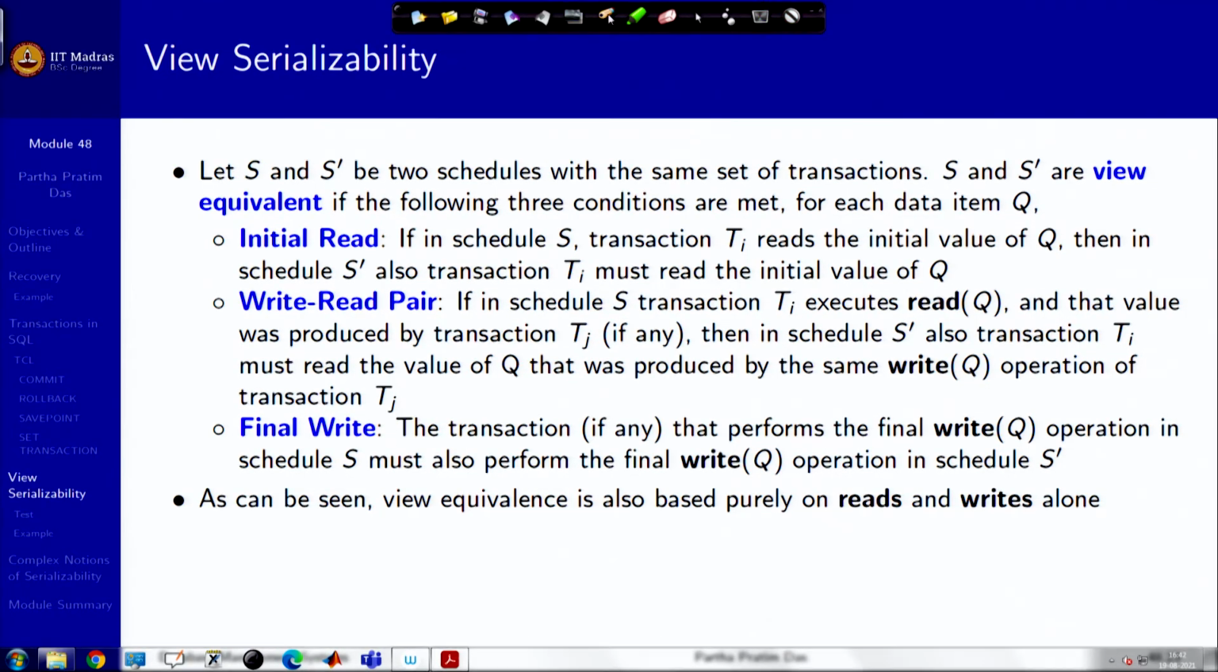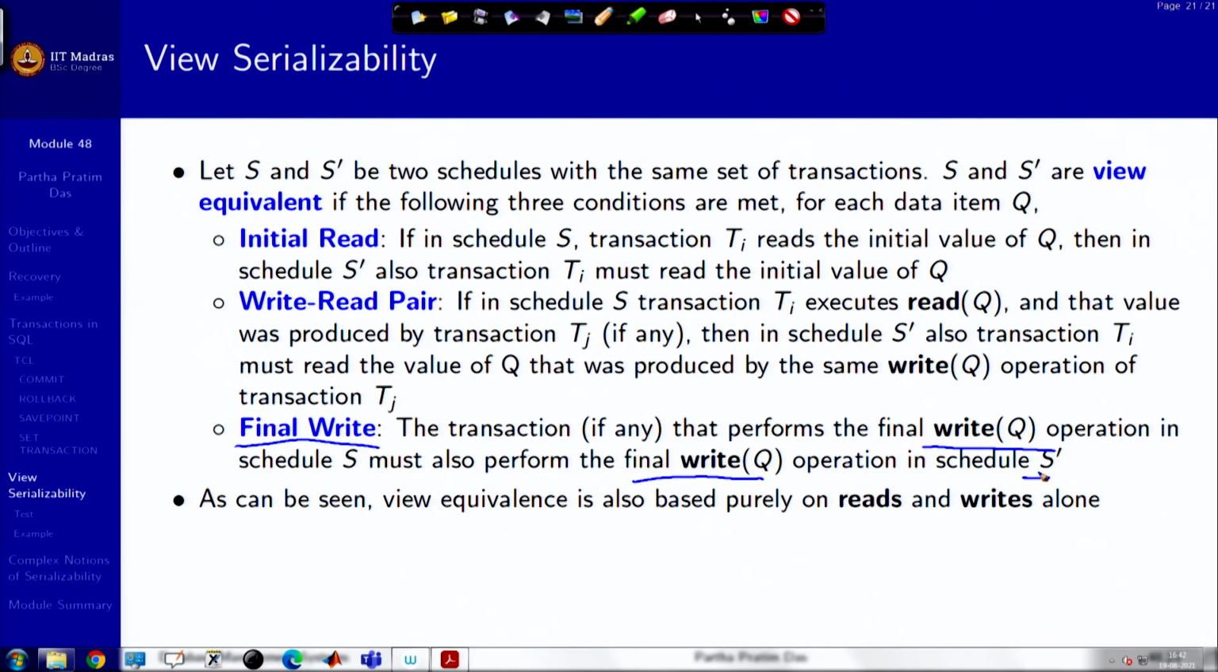The third is called final write. That is the transaction which performs the last write. Final write means that on the same data item there may be multiple writes. The transaction that performs the final write operation in schedule S must also perform the final write operation in schedule S prime.